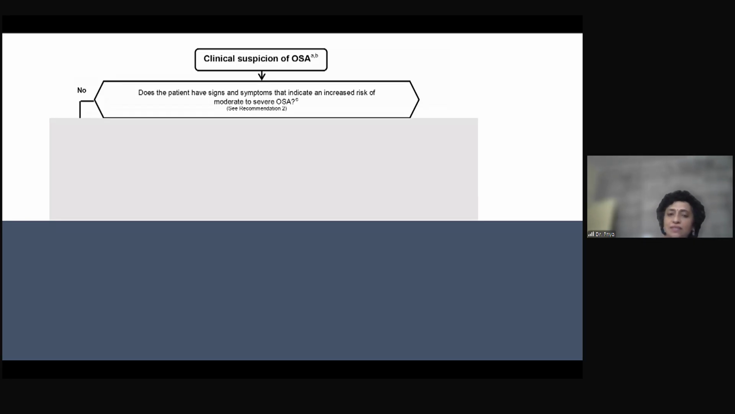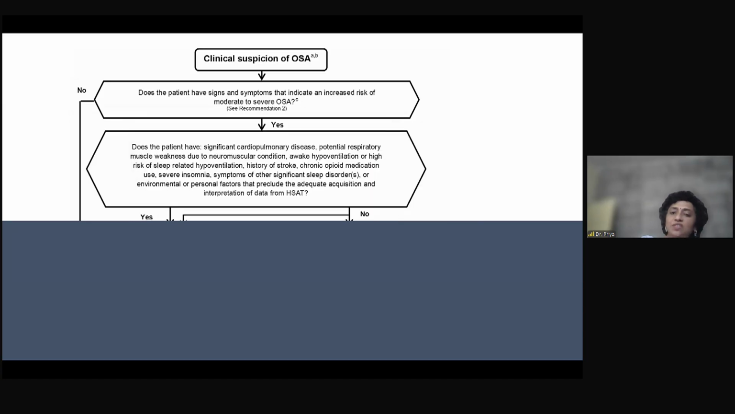So, summing up all that I've told together, you have a clinical suspicion of OSA. Then you ask whether the patient has signs and symptoms that suggest moderate to severe OSA. If this is there, then we ask the next question: is the patient suitable for a home sleep study or definitely an in-lab study? And if a home sleep study, it should be level 1 or level 2. So these are the questions that we have to ask.